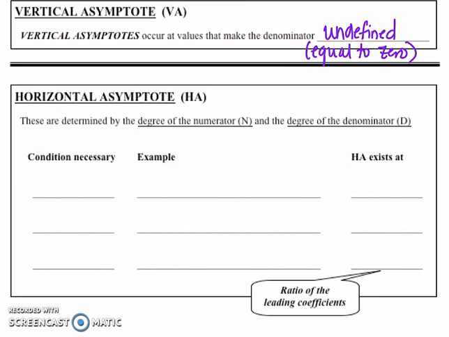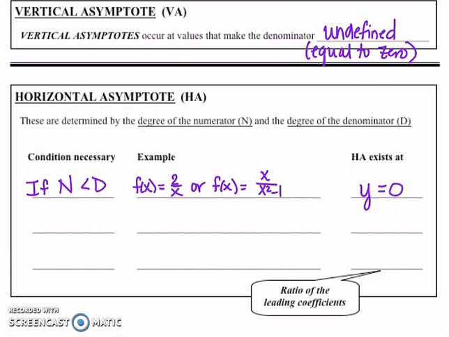Horizontal asymptotes have a few more rules. These are determined by the degree of the numerator, which we will call n, and the degree of the denominator, which we will call d. So first of all, if the degree of our numerator, n, is less than the degree of our denominator, for example, let's say our function was f of x is 2 over x, so we have a constant term over an x. The degree of the numerator is 1 less than the denominator. Or here's another example. F of x equals x over x squared minus 1. So both of those have a numerator degree smaller than a denominator degree. In those situations, the horizontal asymptote will exist at y equals 0. So in the case of our parent graph, f of x is 1 over x, the degree of our numerator was less than that of our denominator. Therefore, our horizontal asymptote was at 0.